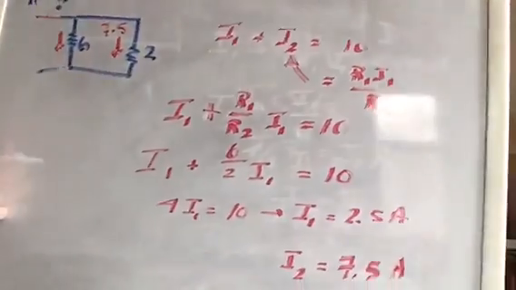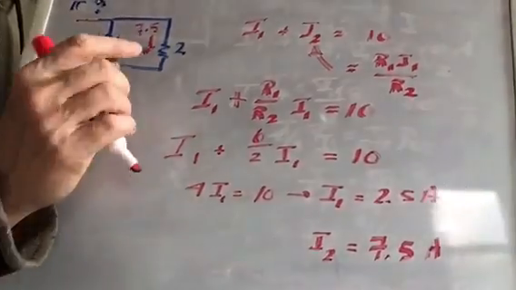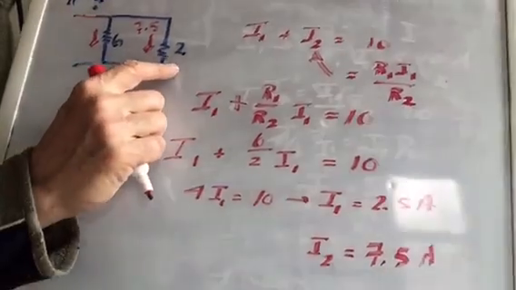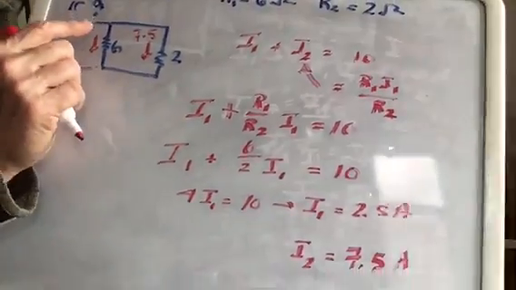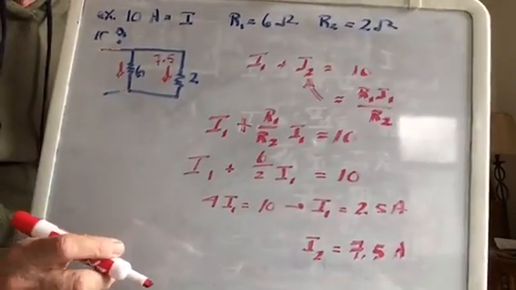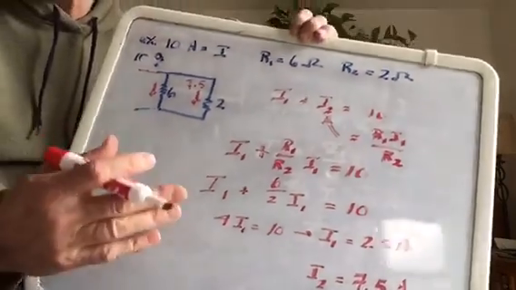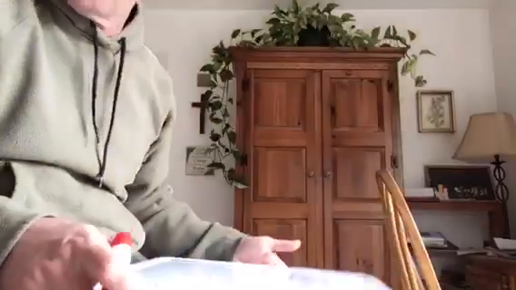And it should all check out. We've got more current going through the path of least resistance. The voltage across both resistors are the same, and that works out well. Okay, this one I really think you should be able to take away all the way through yourself.